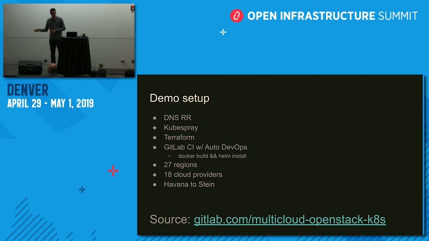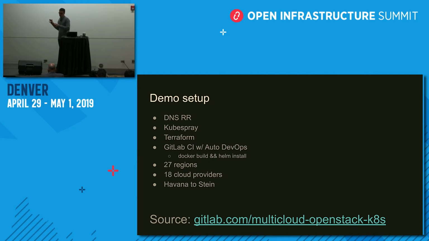I'm using Kubespray, which comes with baked-in Terraform plans. So I'm using those. And for the CI, I'm using GitLab CI with AutoDevOps, which is basically a wrapper around Docker build and Helm install. So no magic there in the CI thing.